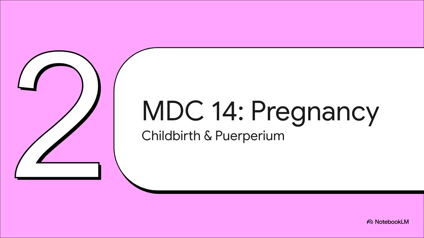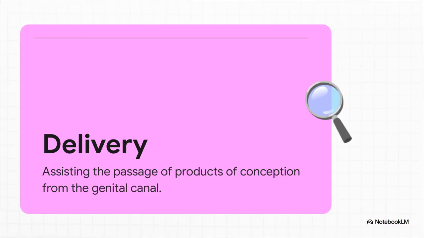Let's move into Part 2, MDC 14, covering pregnancy, childbirth, and the puerperium. To code correctly here, you really have to master the ICD-10-PCS root operations. So the crucial point is distinguishing between delivery and abortion. Delivery is strictly defined as manually assisting the passage of the products of conception from the genital canal. That falls under root operation E. Abortion, however, is artificially terminating a pregnancy, whether mechanically or with an abortifacient, which falls under root operation A. Mixing these two up will completely derail your DRG. One signals a natural physiological conclusion being assisted, while the other is an artificial termination.